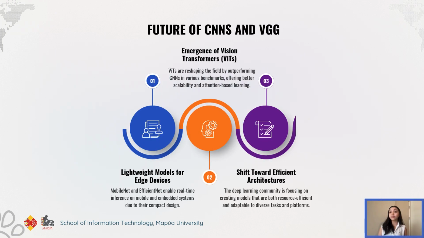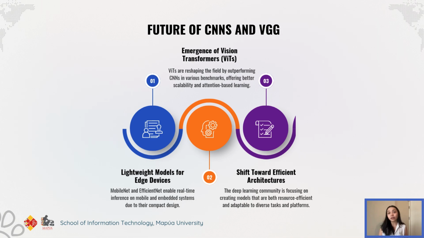The future of CNNs and VGG discusses the evolution of convolutional neural networks and the emergence of vision transformers. Vision transformers are a significant development that outperforms traditional CNNs in various benchmarks, offering better scalability and attention-based learning. This suggests a shift away from purely convolutional design for certain tasks.